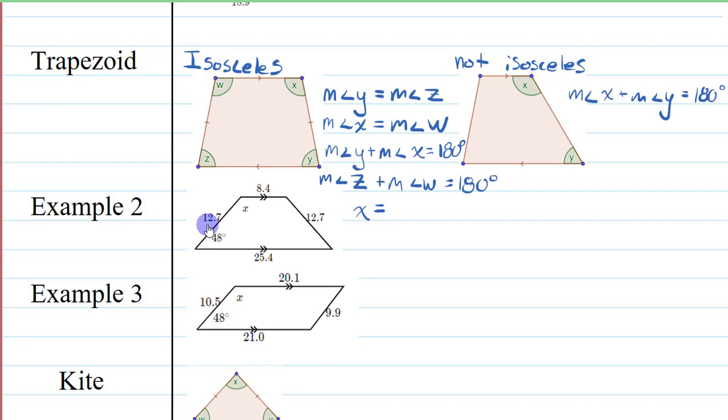What is x then? Beverly. 132. Why is it 132 and not 48 degrees?